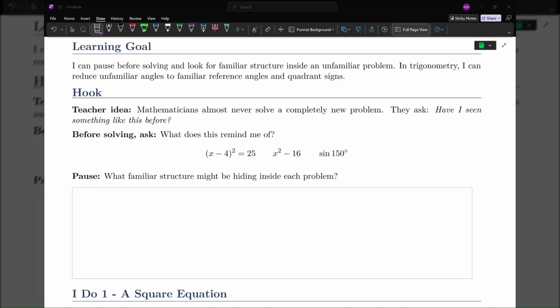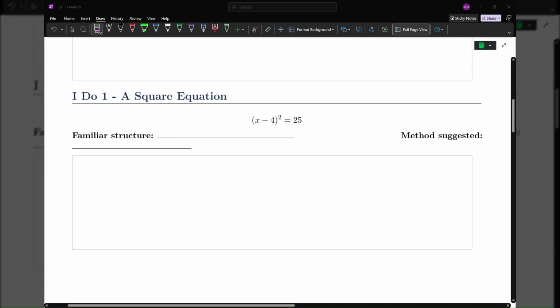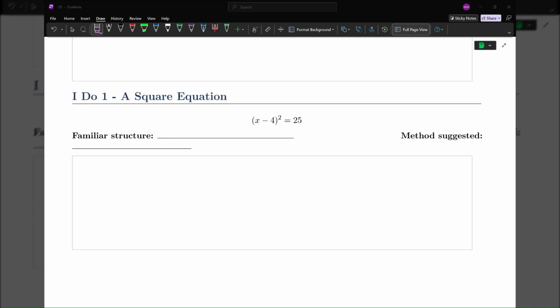Okay, so as always, let's go through, and we will be seeing these questions in the 3 I do's to follow. So let's start with I do 1. In I do 1, we have this pretty familiar looking question overall: (x minus 4) squared equals 25. Now, we have done questions like this before, but this is a nice, comfortable launch point.